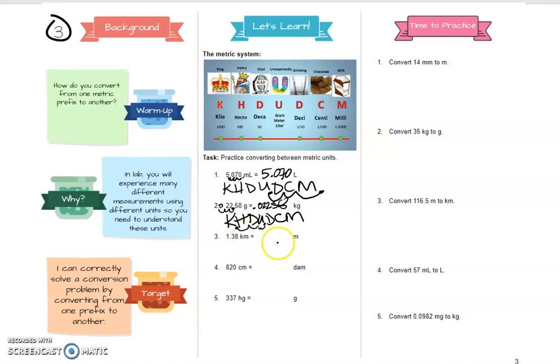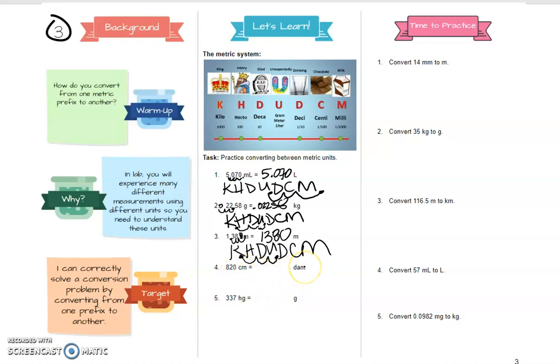The next one is kilo to the base unit itself. KHDUDCM. I start behind the K and I'm trying to get to the base unit U, because up here are meters. To get from the K to the U, this time I'm actually going to move right, 1, 2, 3 places right. I do the same with my decimal point. There's my decimal point, 1, 2, 3. That means I would add a 0 back here. So 1380 meters. Again, I had to go from K to U, 1, 2, 3 spots, moved it right.